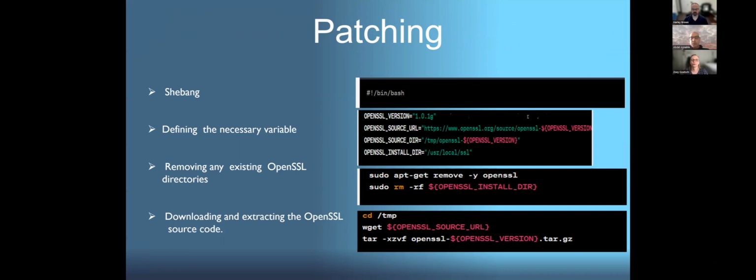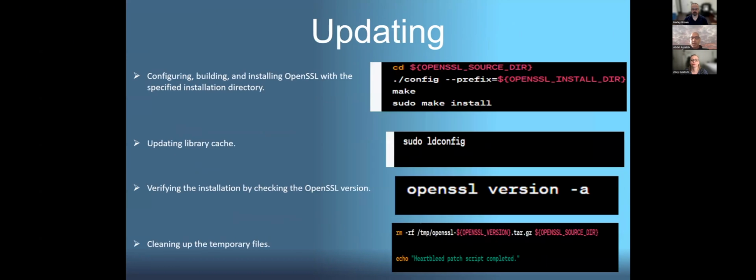As you can see, it starts with the shebang or hashbang and necessary variables, and removing any existing OpenSSL directory. Next, downloading and extracting the OpenSSL source code. Patching starts with configuration, and building and installing OpenSSL with the specified installation directory, updating the library cache, and verifying the installation by checking the OpenSSL version, and lastly, cleaning up the temporary files, as you can see on the right.